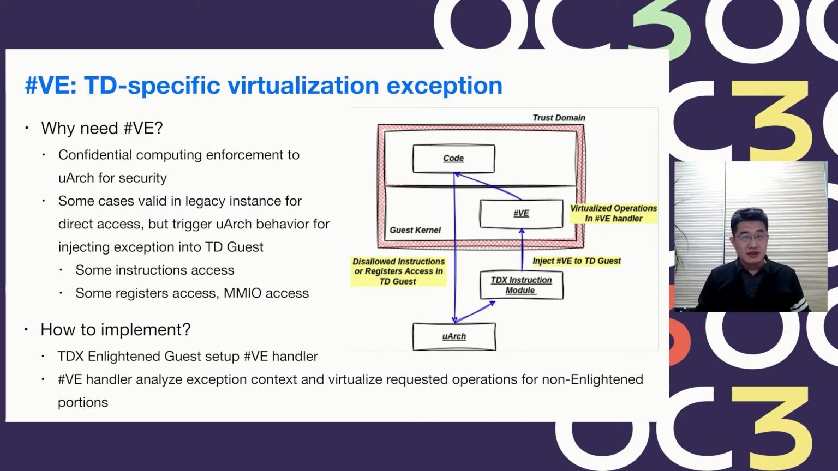So when such cases happen, the CPU microarchitecture will trigger special CPU cycles to inject an exception into the TD guest. This exception is the virtualization exception, also known as VE. To handle VE, we need to set up a VE handler in the TD-enlightened guest. In this handler, we need code to analyze the exception context and virtualize the requested operation for non-enlightened portions.